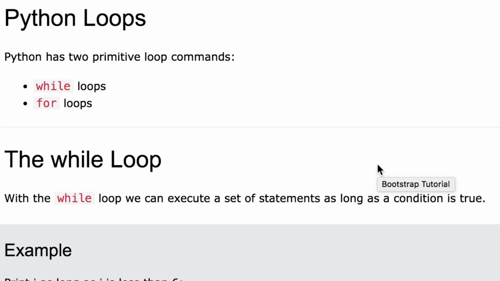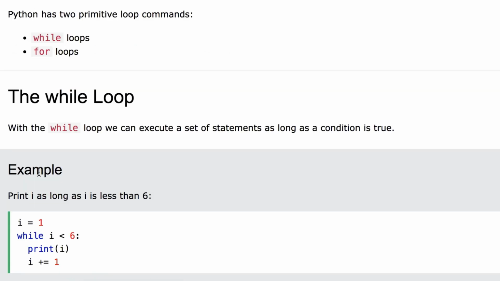So Python has two primitive loop commands that we're going to be learning about. Right now we're on while loops. Today we're learning about the while loops, and hopefully we can learn about the for loops if we have enough time. With the while loop, we can execute a set of statements as long as a condition is true. We have used loops before in our data structures and many other chapters here in Python. So let's dig even deeper into the secrets of while loops.